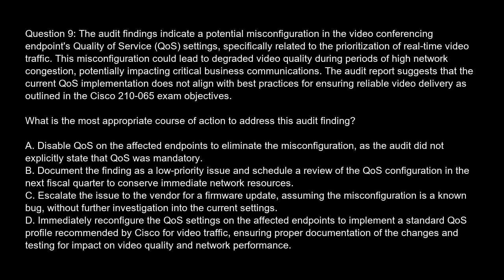Option A. Disable QoS on the affected endpoints to eliminate the misconfiguration, as the audit did not explicitly state that QoS was mandatory. Option B. Document the finding as a low-priority issue and schedule a review of the QoS configuration in the next fiscal quarter to conserve immediate network resources. Option C. Escalate the issue to the vendor for a firmware update, assuming the misconfiguration is a known bug, without further investigation into the current settings. Option D. Immediately reconfigure the QoS settings on the affected endpoints to implement a standard QoS profile recommended by Cisco for video traffic, ensuring proper documentation of the changes and testing for impact on video quality and network performance.